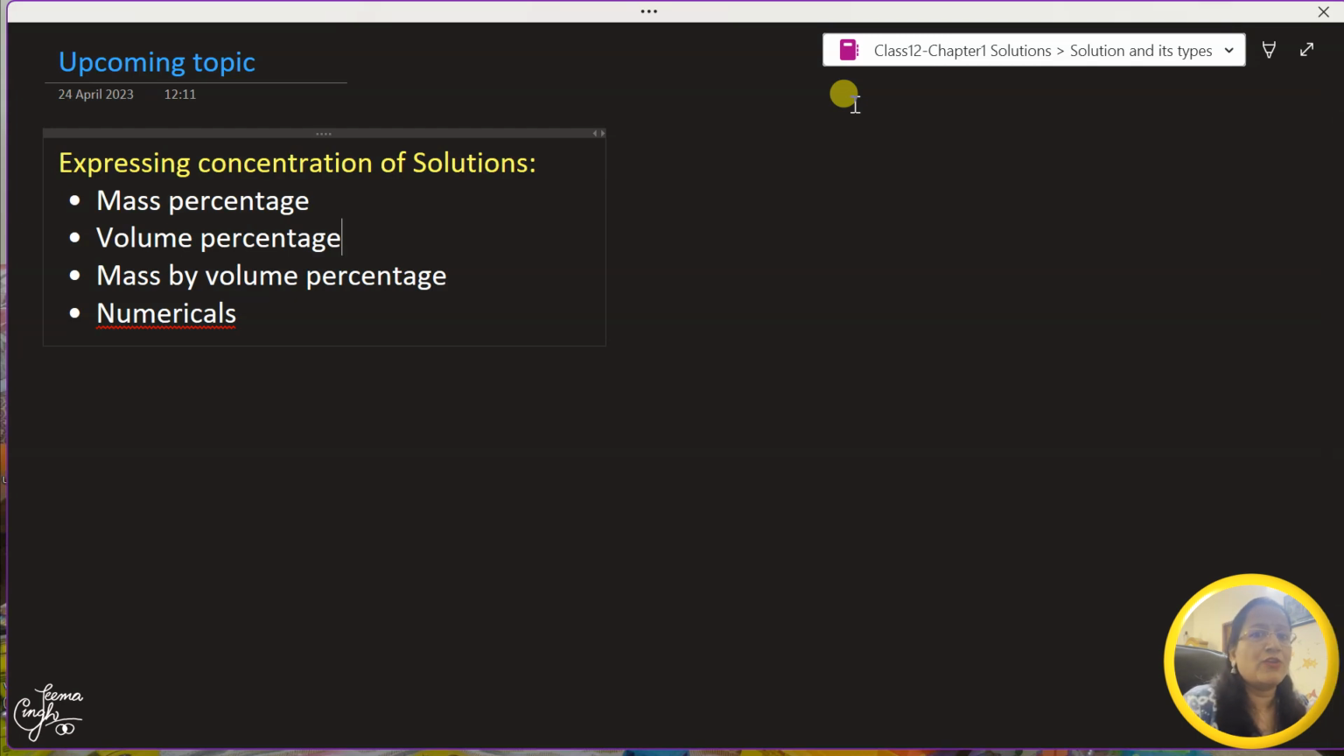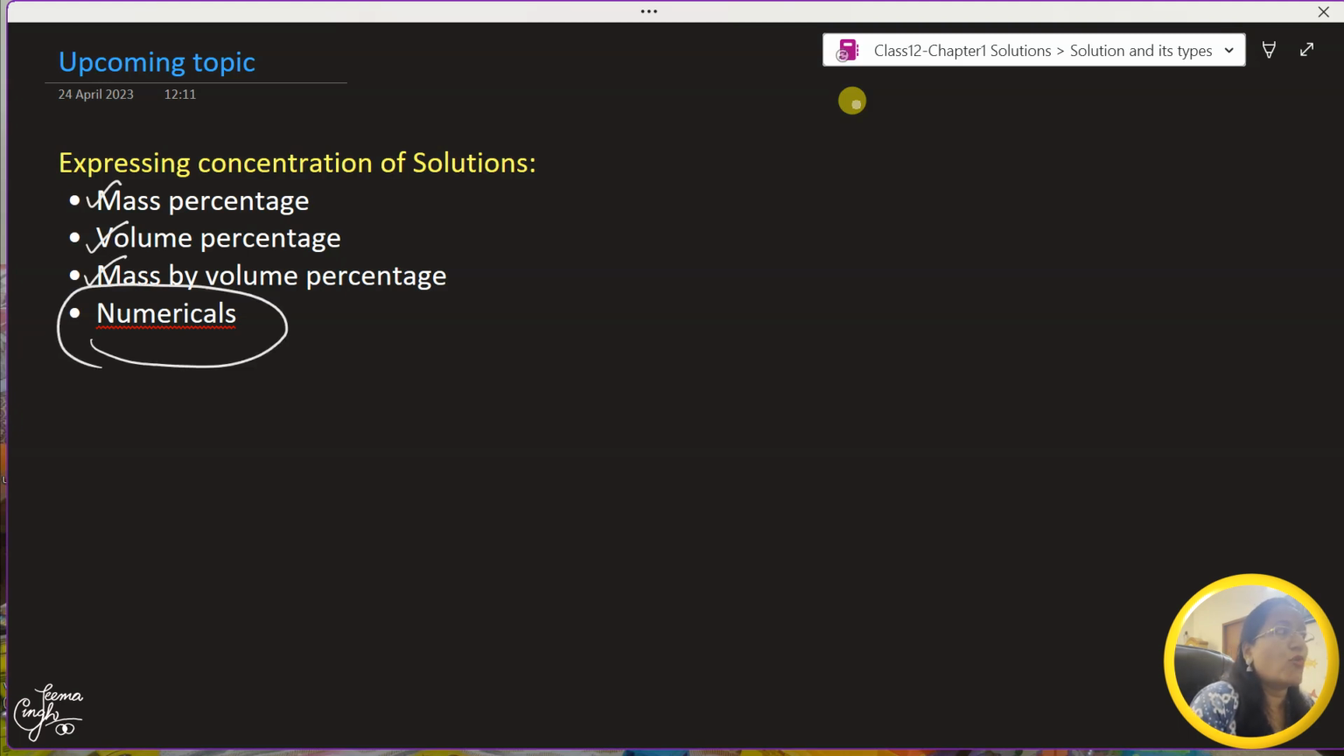In my next video, I'm going to take up the topic expressing concentration of solutions. Namely, we'll do mass percentage, volume percentage, and mass by volume percentage. Now these topics are going to have numericals, and we're going to do all numericals that are present in in-text and the exercise of NCERT. So do get your rough copies with you, pen, pencils, and since calculators are not allowed, you have to be good with your calculations. Start practicing.